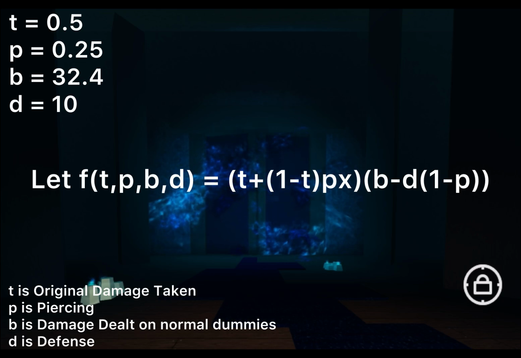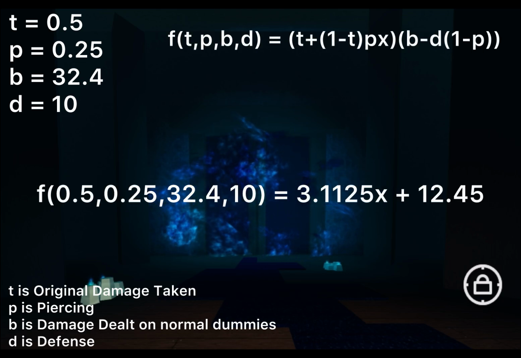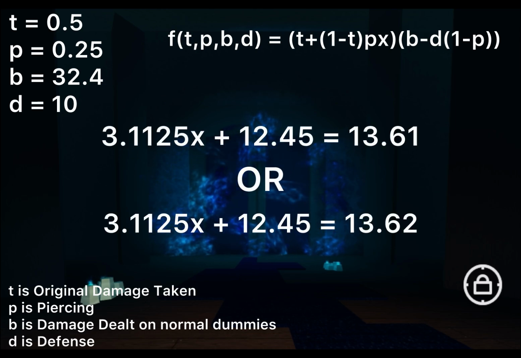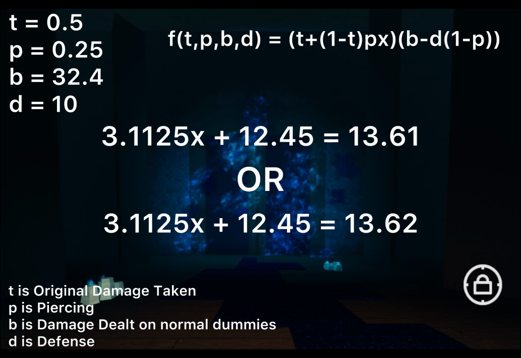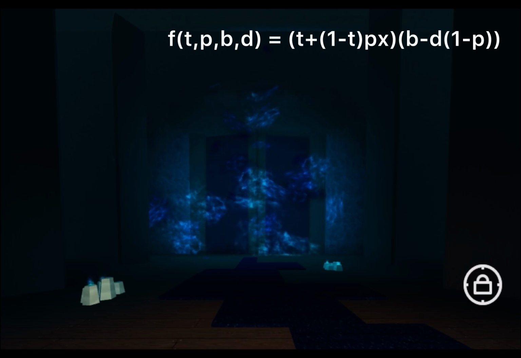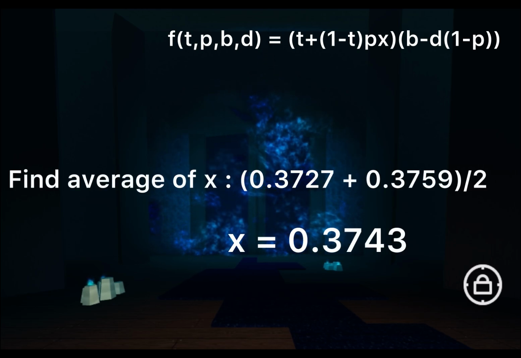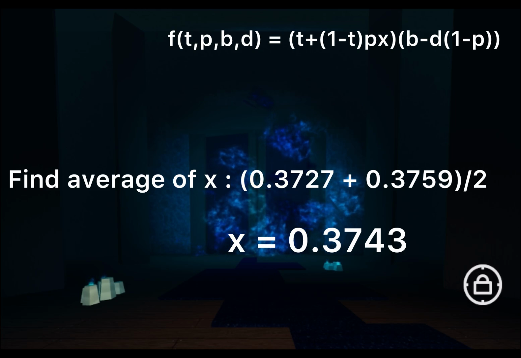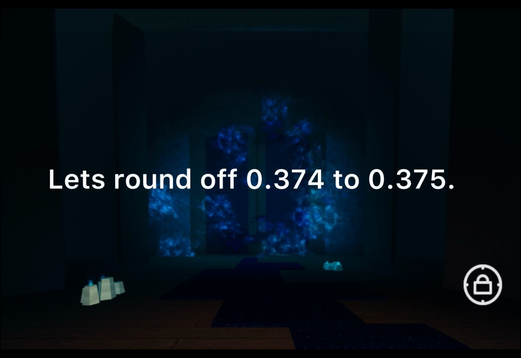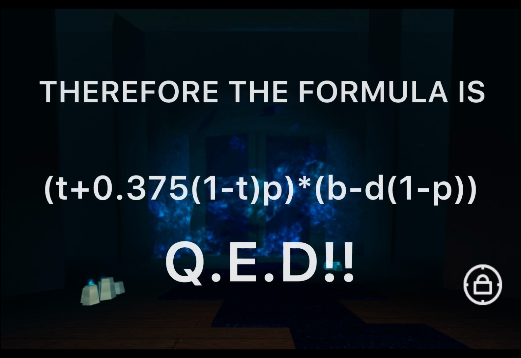Let this function be our damage formula. Now, plug in the values for T, P, B, and D used in the experiment. Since we have two damage outputs, we need to set two equations. And if we solve for x, we get these two values. Then, take the average of the two values and we get 0.3743. And then, let's round this off to 0.375, and therefore, our formula is this.